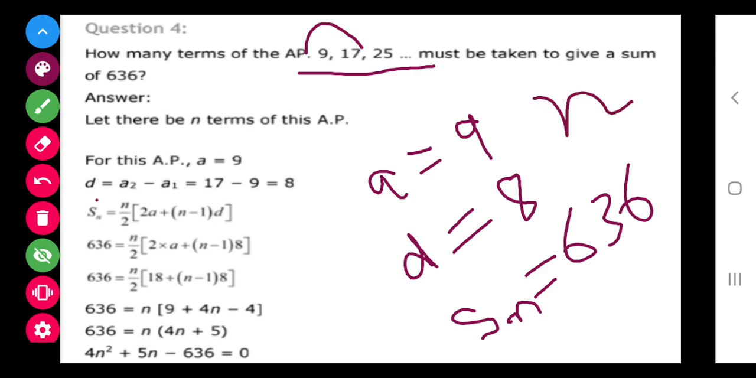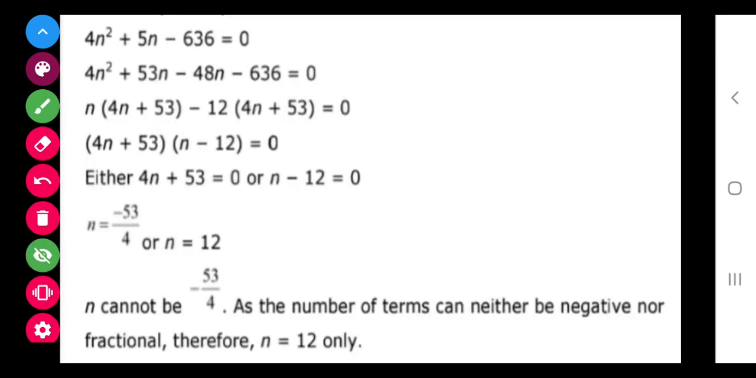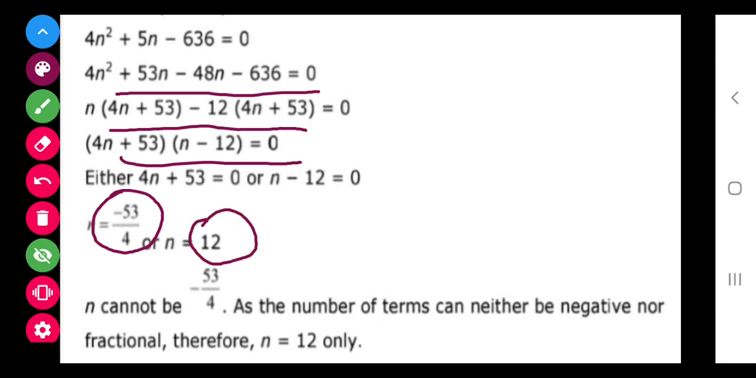So class, simply we will apply this formula, substitute the values and go for the solution. Now here you can see that when we solve, it becomes a quadratic equation: 4n square plus 5n minus 636. So class, what we need to do here? We need to solve the quadratic equation. So splitting the middle term, it is executed, and it has become this and this. Finally two values are there, n is equal to this and n is equal to this much.